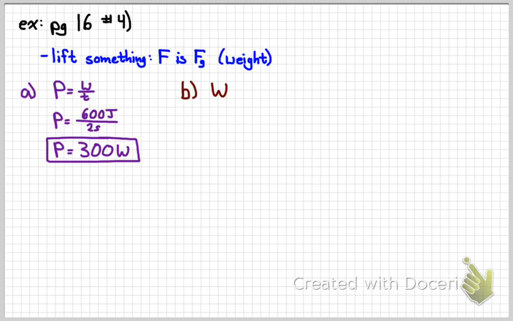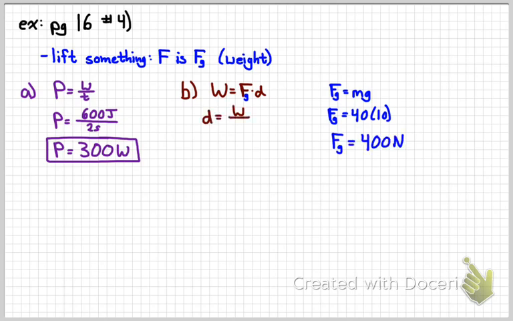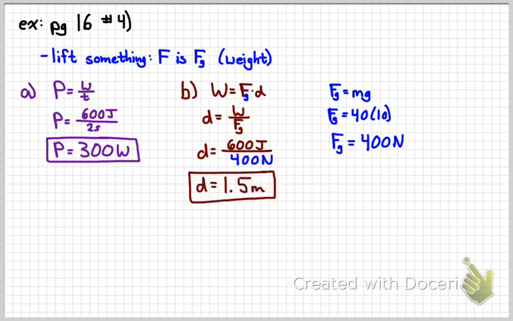Part B, it's asking you how high is the load lifted. Remember that work is force times displacement. Also remember that we got to find the weight. When we lift something, that's the force. So multiply by 10 and we get the weight to be 400 newtons. So solving the equation for distance, I would get work over that force. Subbing in my numbers, 600 joules divided by 400 newtons, means that I can lift this thing 1.5 meters high.